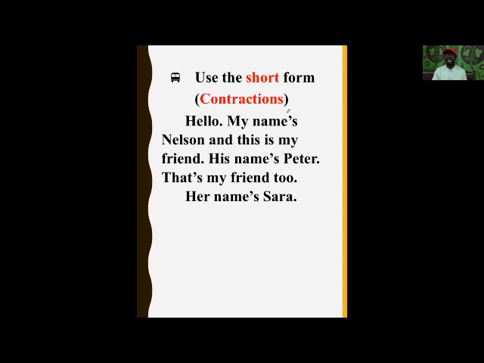Hello, my name is Nelson. Don't say my name is Nelson. It is correct, but it doesn't sound natural. Train yourself to use the contraction when you are speaking English. Hello, my name's Nelson, and this is my friend. His name's Peter. This is different from his name is Peter. His name's Peter.